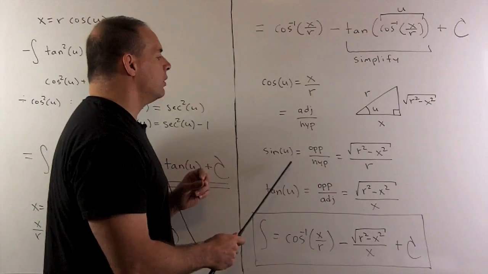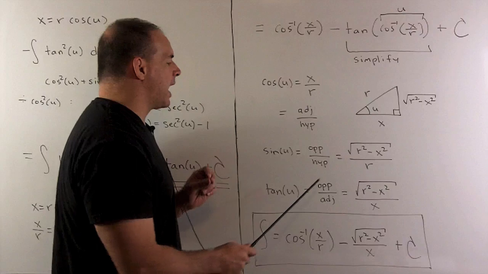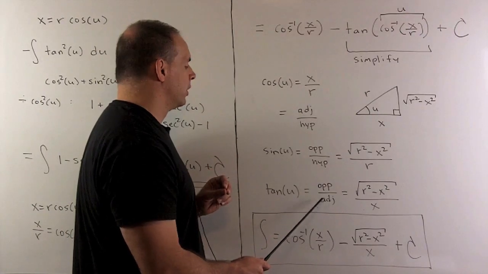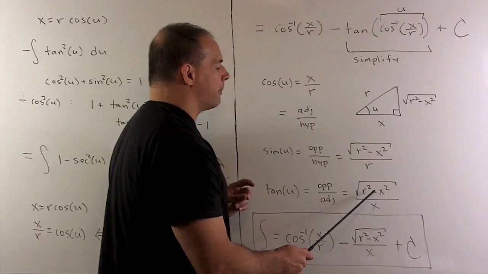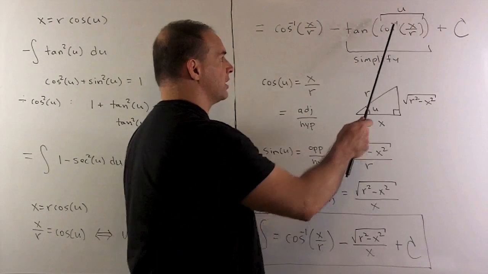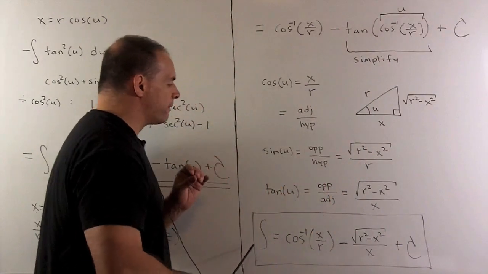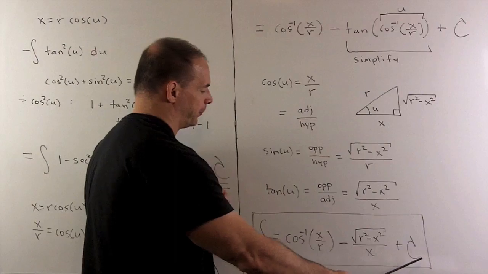I can find the sine, which is the opposite over the hypotenuse, and we can find the tangent, which is the opposite over the adjacent. The tangent's what we're interested in. That's going to be square root of r squared minus x squared over x. We substitute this into here, and that's going to give us our final answer in terms of x, and we can work with this.